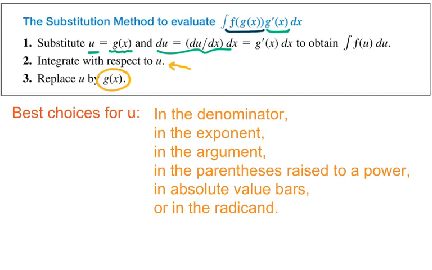Again, if we have some expression and there's something in the denominator, or we have some number with an expression in the exponent, in the argument of sine of something, or the log of something. If we have it in parentheses, raised to a power, whatever's in those parentheses might be chosen as u. Or in absolute value bars, if there's something in between them, or a radicand with something underneath it. Those pieces might be what I would choose to make my u value. So let's look at an example.